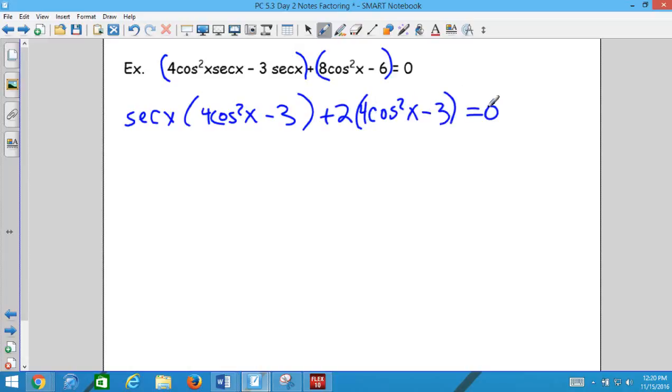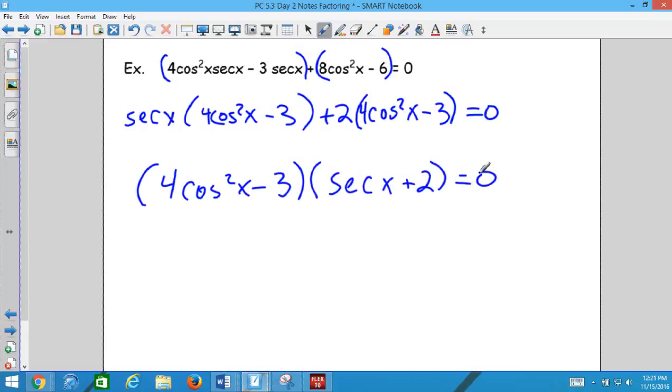The parentheses have to match if you do it by grouping. They have to be exactly the same. If not, you can't factor it. So these are exactly the same. We're going to factor out that parenthesis. And the other parenthesis is secant x plus 2. And then we set each factor equal to 0 and solve each factor.